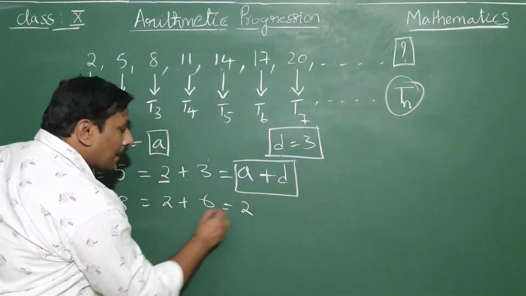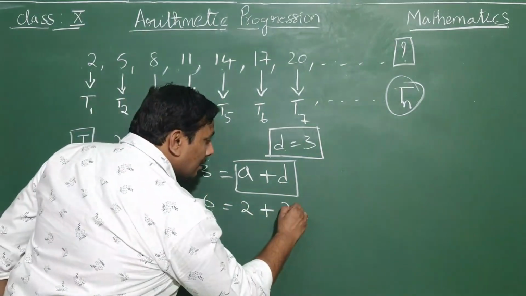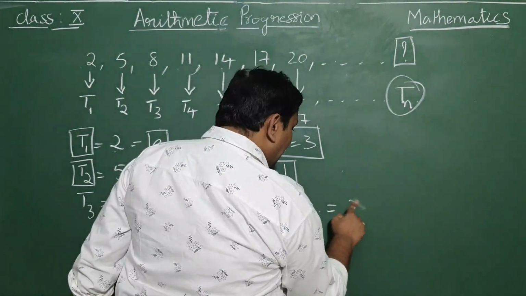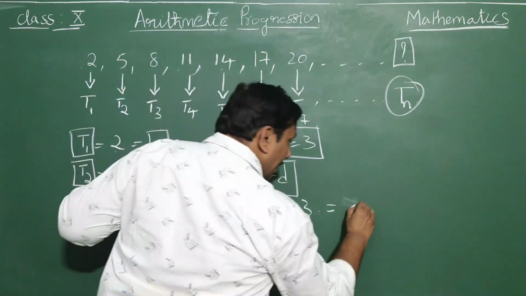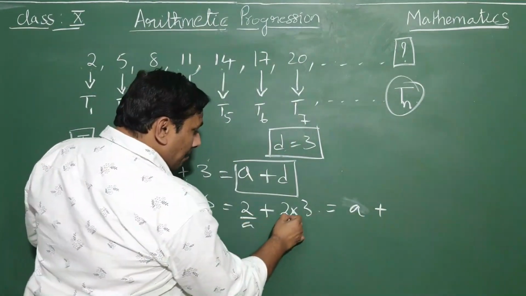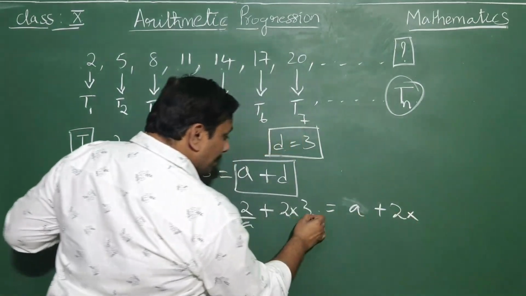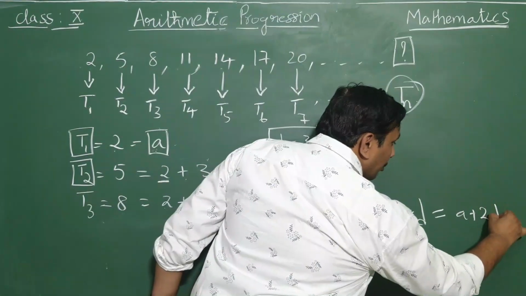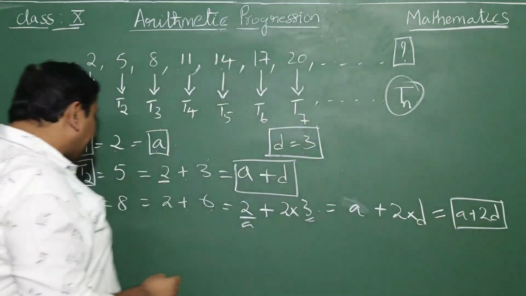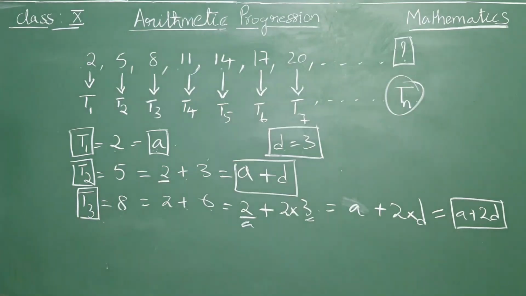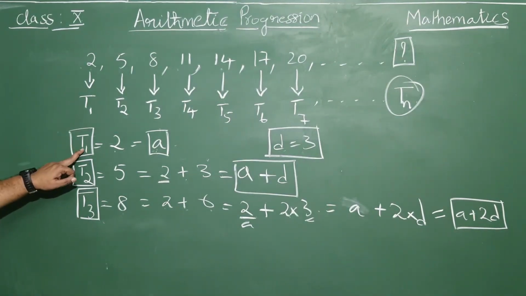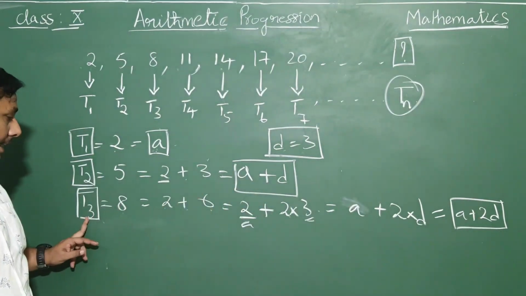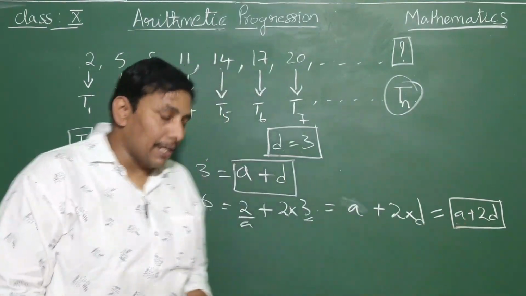So 2 plus 6, I can write as 2 plus 2 into 3. The first 2 I take as A, and this 3 I take as D. So what I get at last is A plus 2D. So the third term I am getting as A plus 2D. Now if you check, the first term is A, the second term is A plus D, and the third term is A plus 2D.